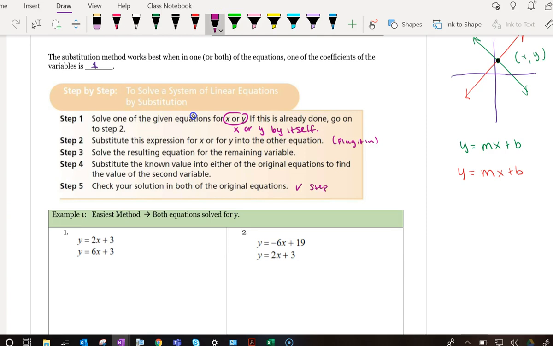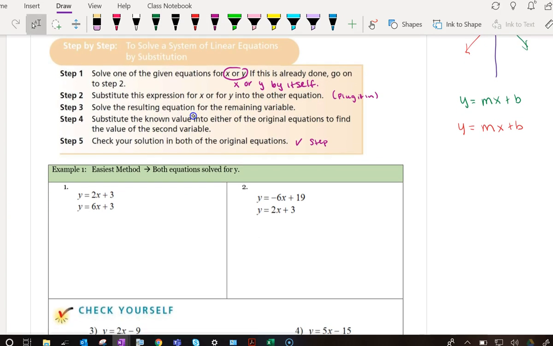Okay, so the easiest method is when you already have both of your equations solved for y, or they could be for x. But in our case, both are solved for y. So these would be ones that would typically be easy to graph, but I don't have graph paper available. Because both of these are equal to y, that means that these two equations need to be equal to each other.